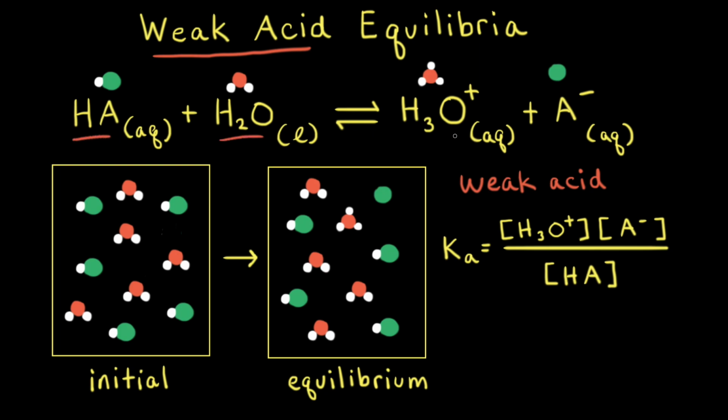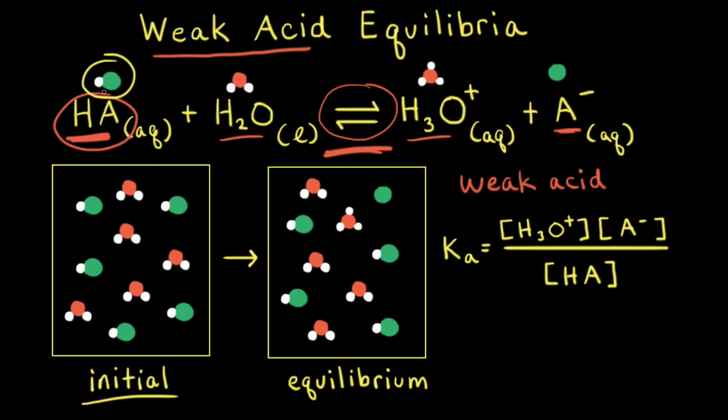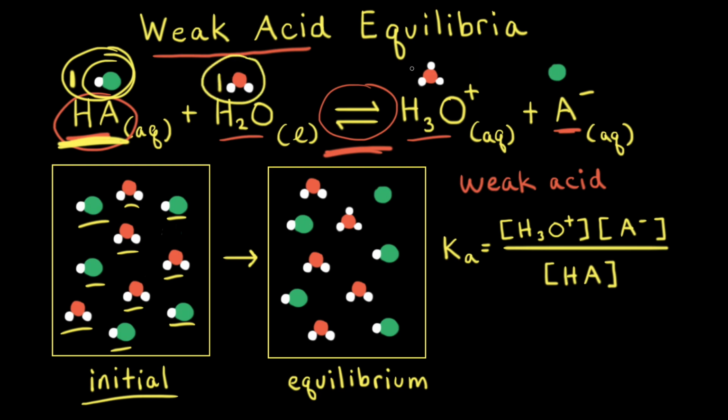HA plus H2O yields H3O+ plus A-. However, if HA is a generic weak acid, we're going to include an equilibrium arrow here. The equilibrium arrow needs to be included because weak acids only partially ionize, and we can see that in the particulate diagrams. In the particulate diagram on the left, this is supposed to represent the initial concentration of our weak acid HA, and there are 5 particles of HA and 5 particles of water. Since weak acids only partially ionize, let's say that only 1 HA particle reacts with 1 water molecule to produce 1 hydronium ion and 1 A- anion.